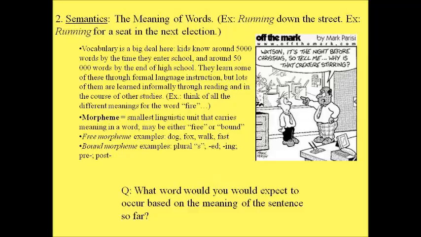What's a morpheme? It's the smallest linguistic unit that carries meaning in a word. It may be either free or bound. Examples of a free morpheme are things like dog, fox, walk, fast. And examples of a bound morpheme are a plural s, or an ed, or an ing, or a pre, or a post. Those things are attached to another word, and then they change the meaning of it slightly, right? So it's all about meaning.